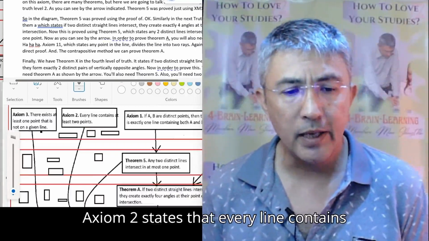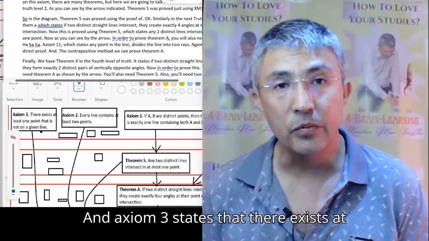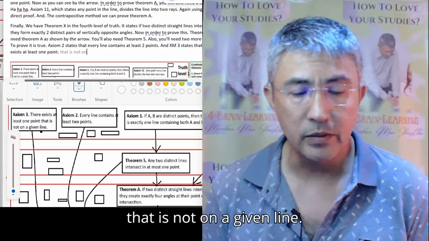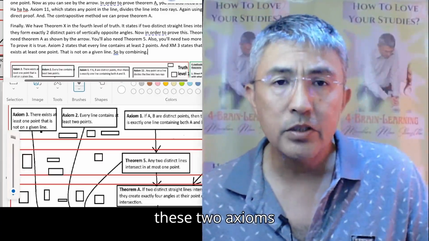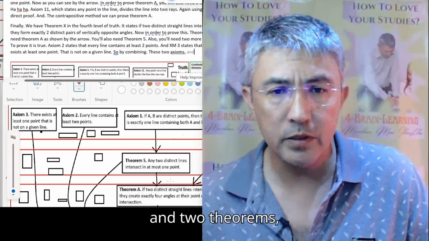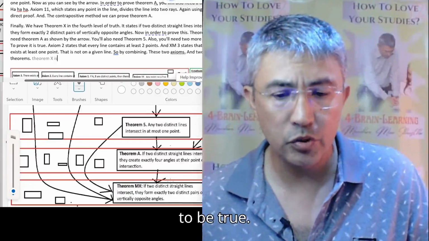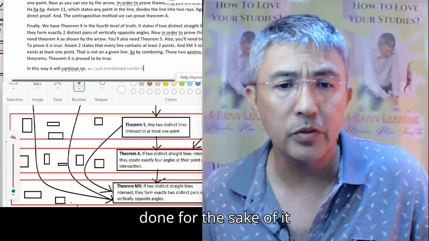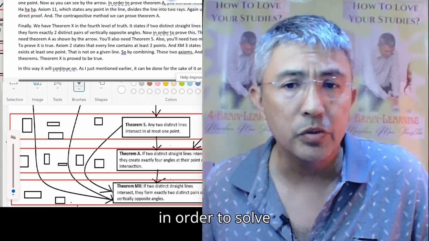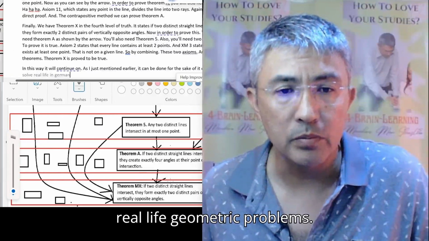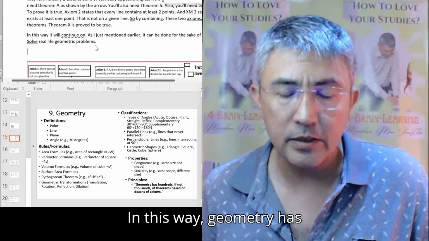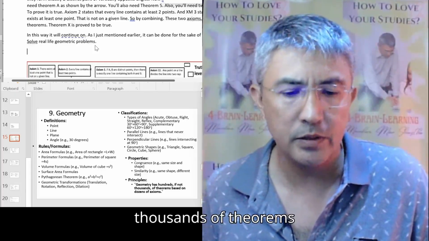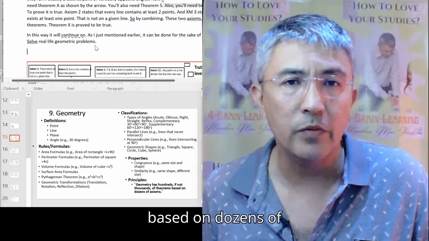Axiom 2 states that every line contains at least 2 points, and axiom 3 states that there exists at least 1 point that is not on a given line. So by combining these 2 axioms and 2 theorems, theorem MX is proved to be true. In this way, it will continue on. As I just mentioned earlier, it can be done for the sake of it or in order to solve real-life geometric problems. In this way, geometry has hundreds, if not thousands, of theorems based on dozens of axioms.